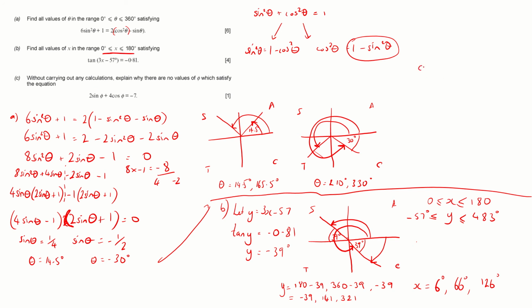Apologies for the state of this one. There's a lot going on in this question. Part C, give me 1 marker. Without carrying out any calculations, explain why there are no values such that this equation can happen.